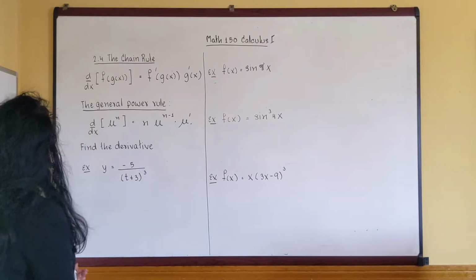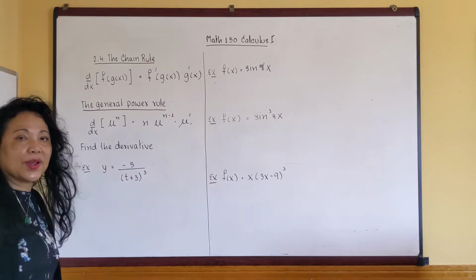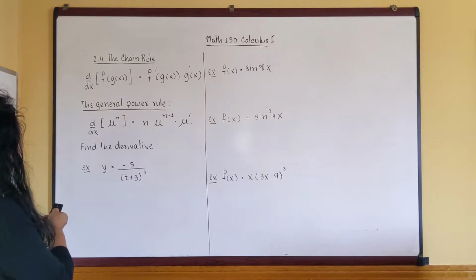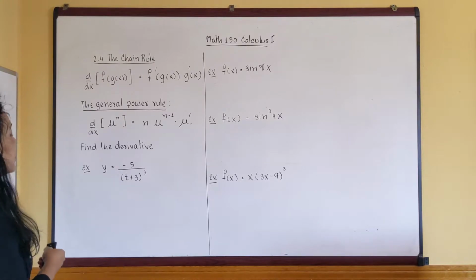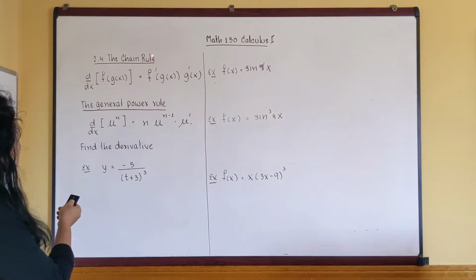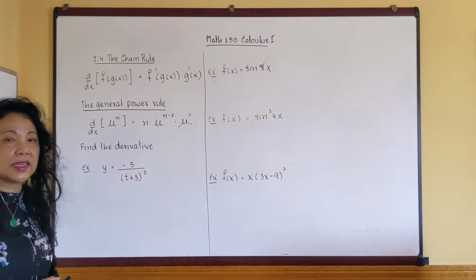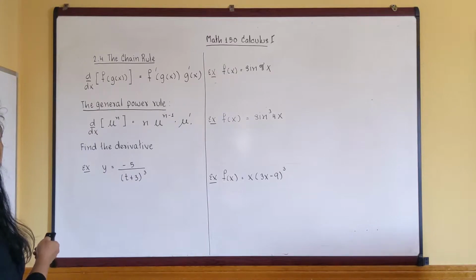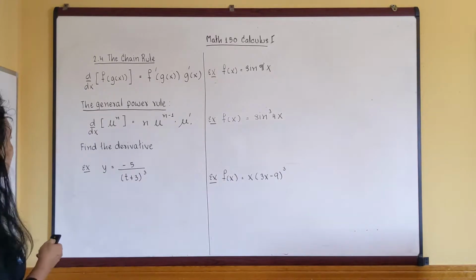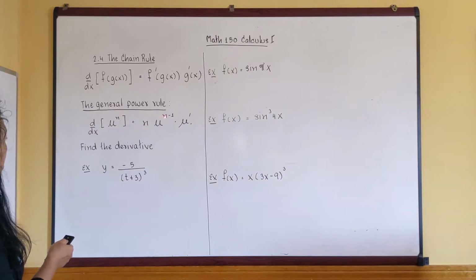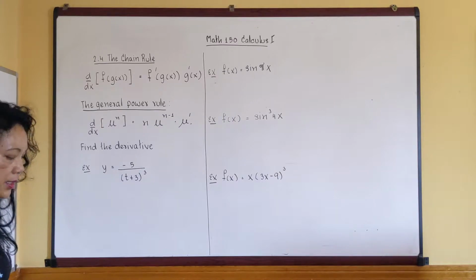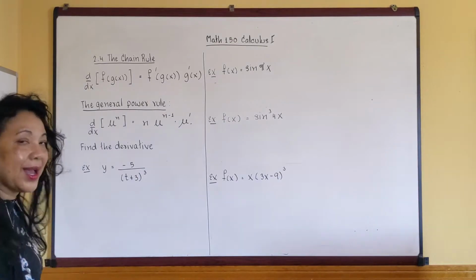Let's look at section 2.4, the chain rule. If you have a function inside of a function, when you take derivatives, you take the derivative of the outside function first and then the derivative of the inside. The general power rule: if you have some function u raised to some power n, you bring the exponent up front and the power is going to reduce by 1, and u here is a function, then you take the derivative of u. Let's look at our first example here.